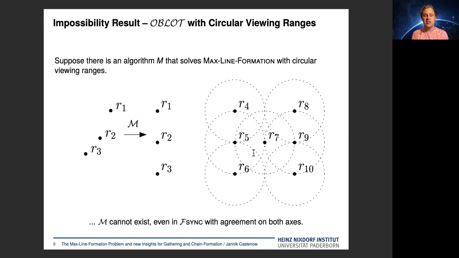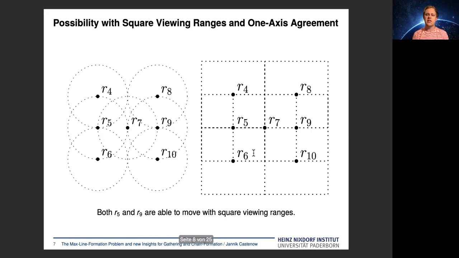This holds even for fully synchronous robots with an agreement on both axes of the local coordinate systems. So even if the robots have a common understanding of north, south, east, and west, they cannot solve this problem. Okay, so that's an impossibility result. On the positive side, we can show that with enhancing the local views of the robot slightly, we can potentially solve the problem. At least we can design an algorithm which converges to the optimal configuration.